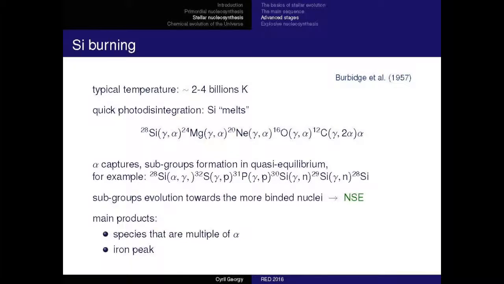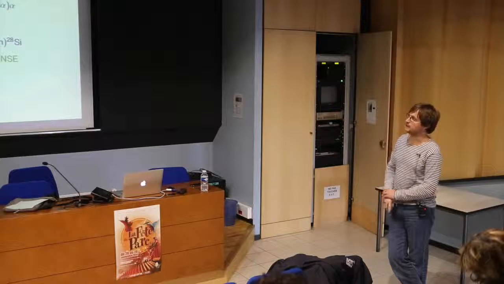But all these alpha particles that are released from a fraction of the silicon 28 will be used to produce some subgroups in quasi-equilibrium, starting from silicon 28, for example. Other atoms of silicon can catch one of the alpha particles released here to produce sulfur 32, and so on. You will produce these different elements in quasi-equilibrium, and progressively you will go toward the more bound nuclei in a nuclear statistical equilibrium.